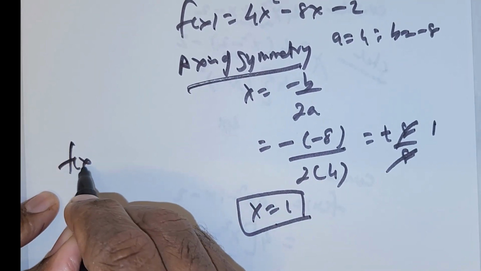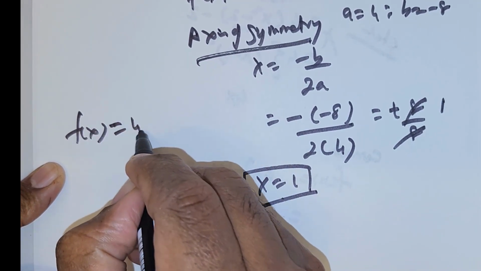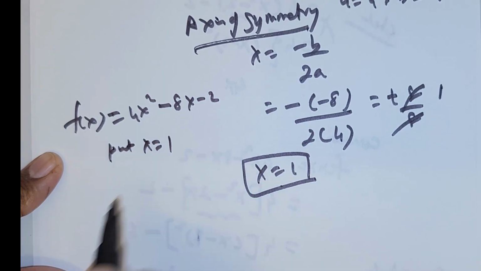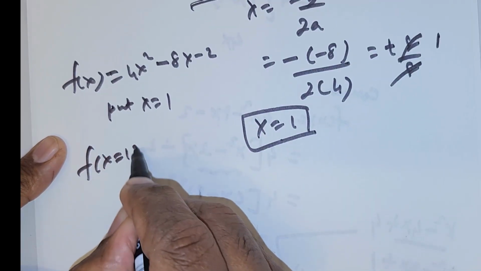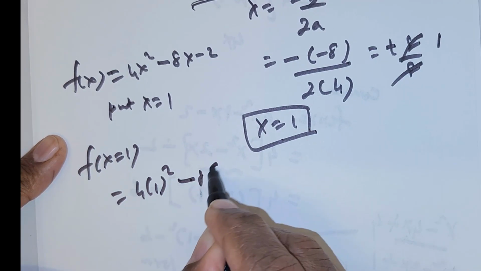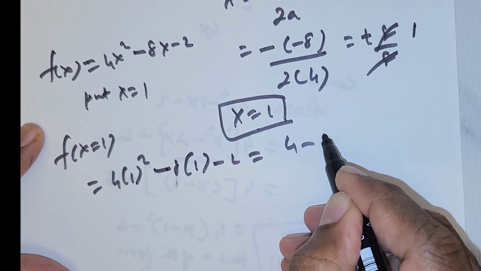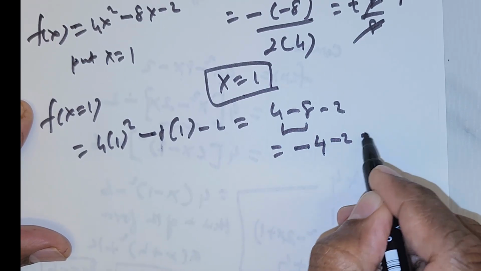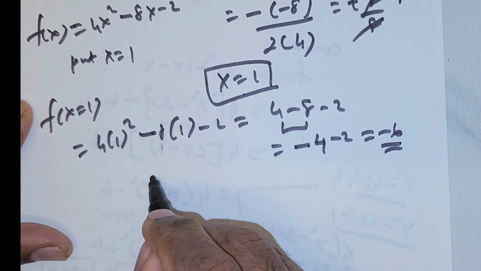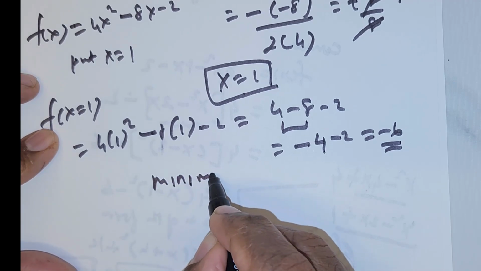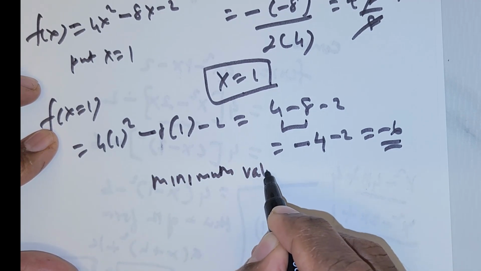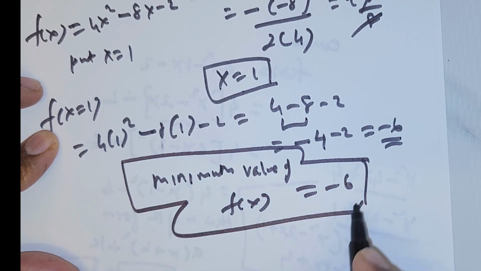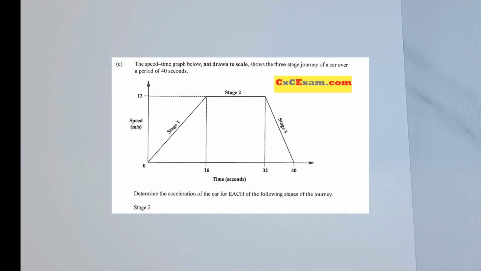Now if you were to substitute, say we have 4x squared - 8x - 2, right? If we put x = 1 here, you will get 4 times 1 squared - 8 times 1 - 2, which is equal to 4 - 8 - 2. You add this, you get -4 - 2, which is nothing but -6. So this is one way to get the minimum value of f of x. You can also get the minimum value in this fashion. Now this is the next question.